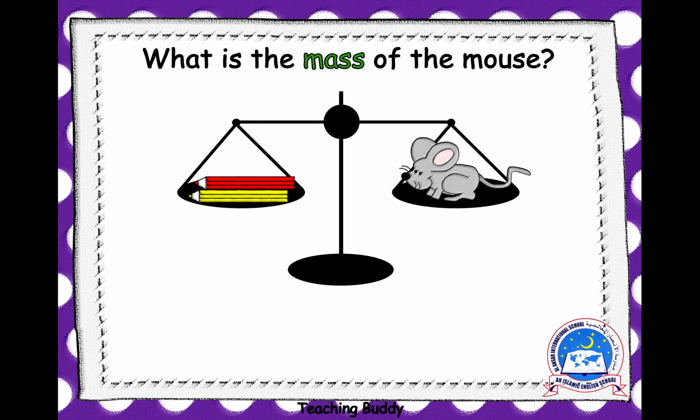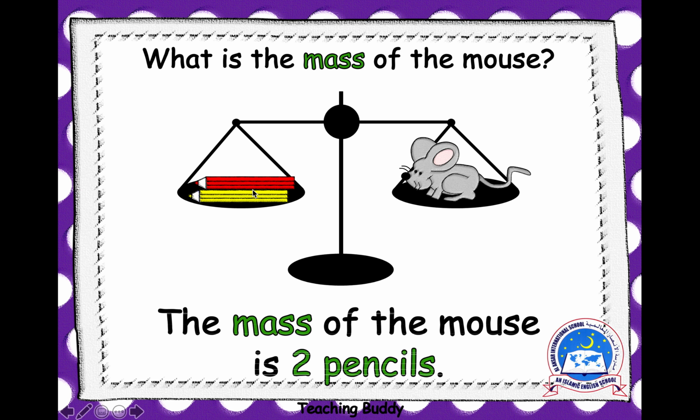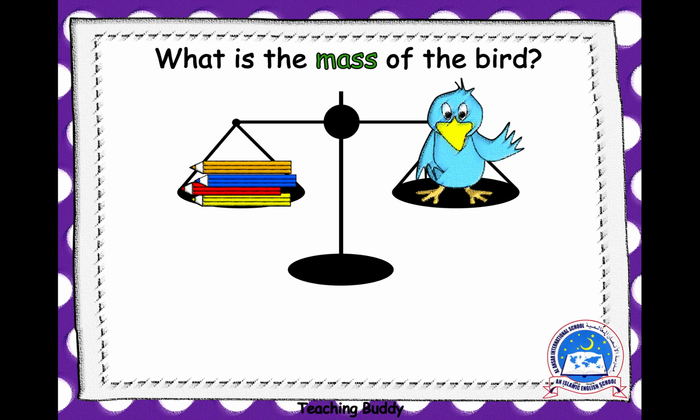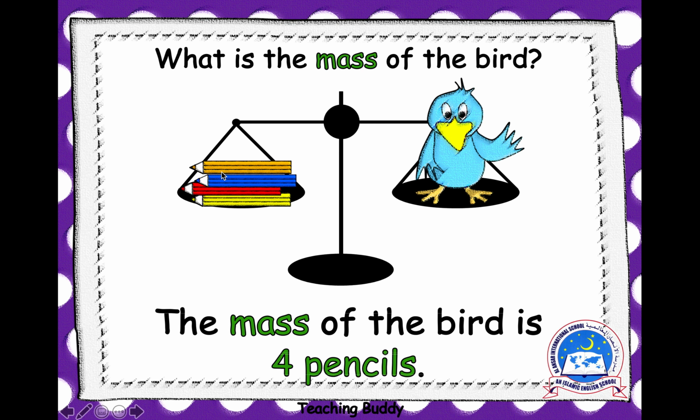Okay, let's look at this. What is the mass of the mouse? Let's count. 1, 2. So the mass of the mouse is 2 pencils. What is the mass of the bird? Let's count. 1, 2, 3, 4. So now we can say that the mass of the bird is 4 pencils.